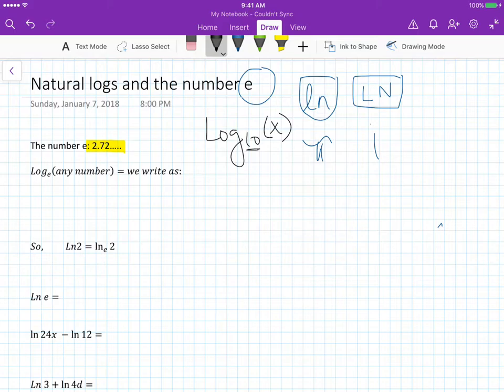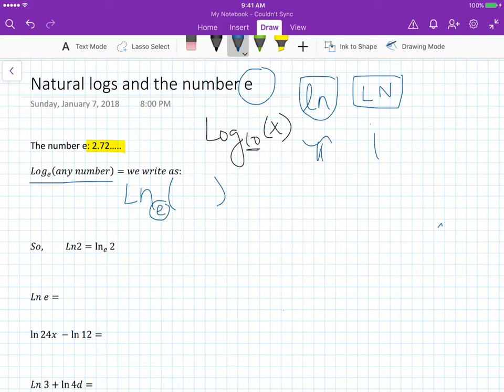So here's where e comes into play. When we have log base 10, we know we use log. But if we have log base e of any number, instead of writing it as log base e, we write it as the natural log of whatever that number is. The natural log, just like the common log is always a base 10, the natural log is always a base of e.